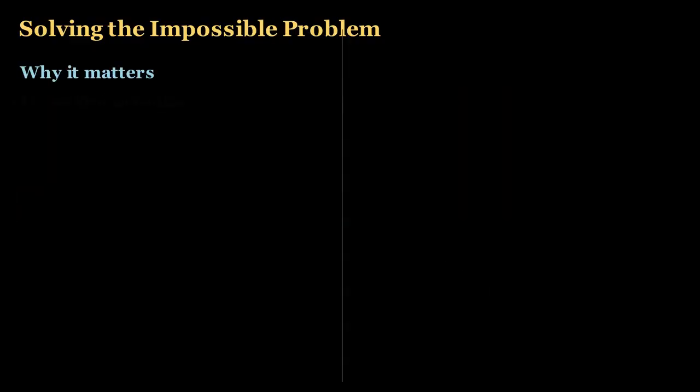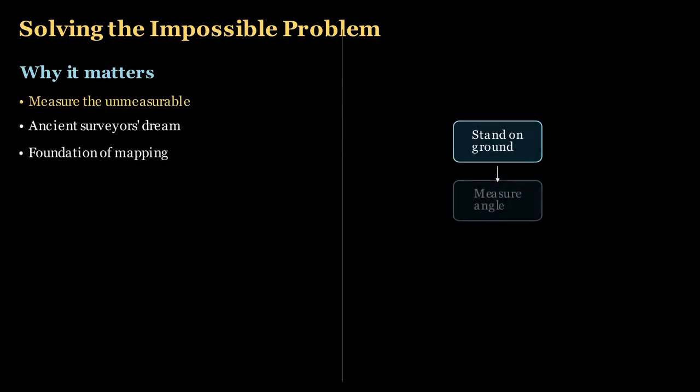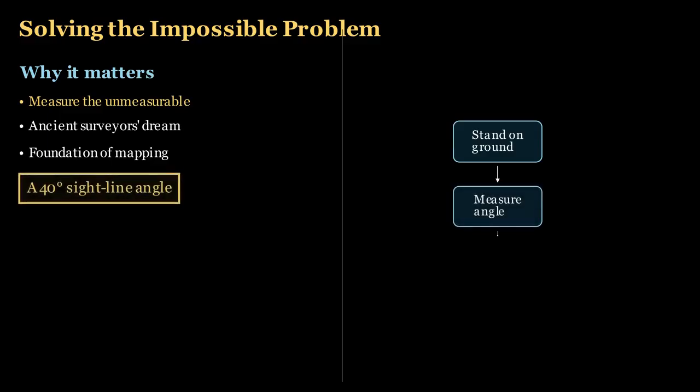For thousands of years, people needed to measure tall things, pyramids, trees, cliffs, without touching them. This method turns an impossible climb into a simple walk and a look. It's the same trick surveyors use today to map land and build skyscrapers.